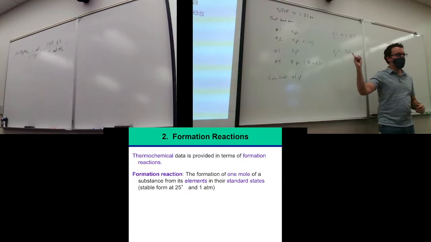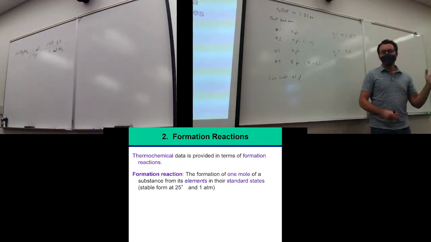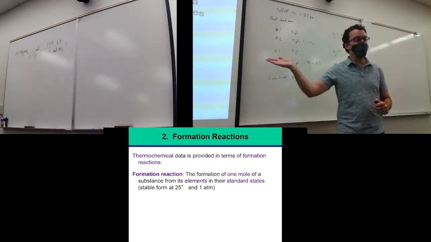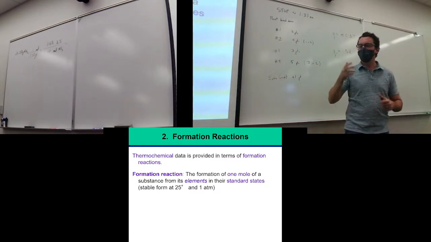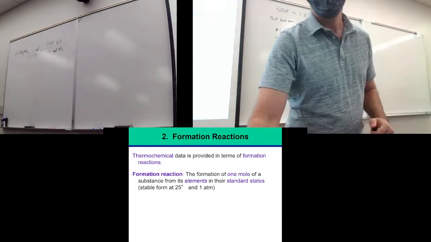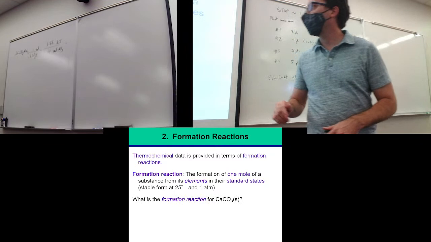So this word standard, we've heard this before, but it's a different version of standard. So in gas laws, standard was 0 degrees C and 1 atmosphere pressure. That's not the same in thermodynamics. In thermodynamics, standard means 25 degrees C, which is kind of warm, actually, but it's considered room temperature, and 1 atmosphere.